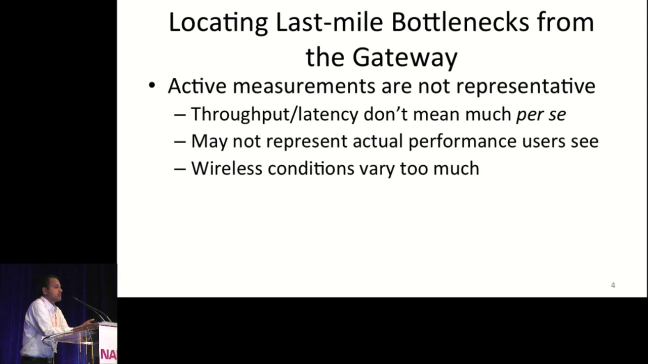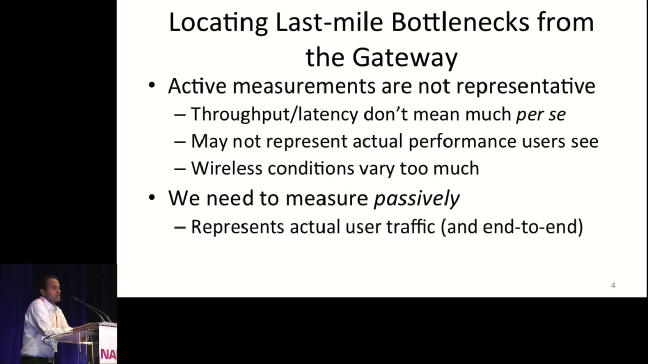The problem there is that even though it gives us a lot of insight into the access link, these measurements don't really mean much per se for the user when they're struggling with an immediate problem. And because they're active measurements, they don't really represent the performance users see when they're running an application. Another problem is that most of us use the wireless network, and wireless conditions vary a lot. Even across a few seconds, you could have so much variation in a wireless network that an active measurement doesn't really give you much, even if you can run an active measurement on the wireless network. So we really need to be measuring passively so that any inference that we make actually represents user traffic and also end-to-end traffic.